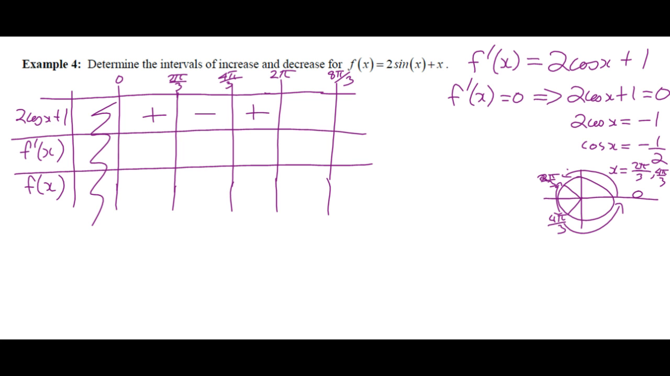And from 2 pi back over, it'll be positive. Yeah, again, we're into positive stuff. And then from 8 pi over 3, that'll be negative again, right? 8 pi over 3 is just 2 pi over 3. Right? I mean, they're coterminal.